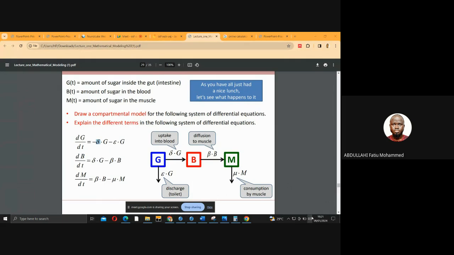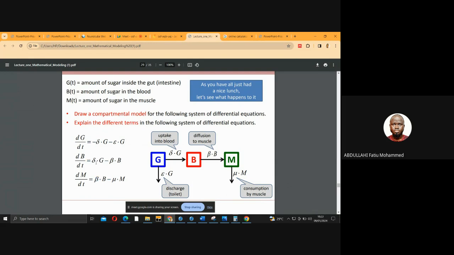Likewise, the same thing from the blood too. The dB/dt, that's the rate of change of the sugar concentration in the blood per time, is going to be delta. Why are we bringing delta G again? It's supposed to just be beta B. Why are we adding delta G here again? That's what you have to explain, because my logic is telling me it's supposed to be beta B alone, because that's the only thing leaving the blood now.